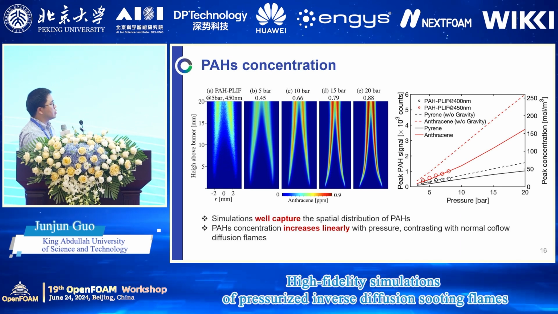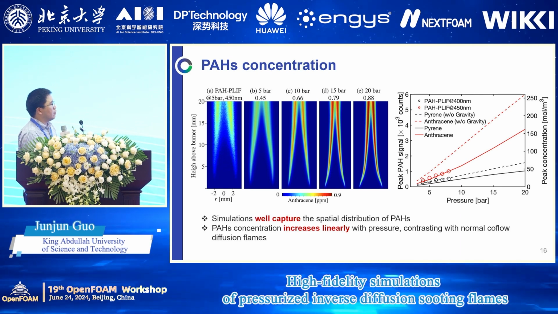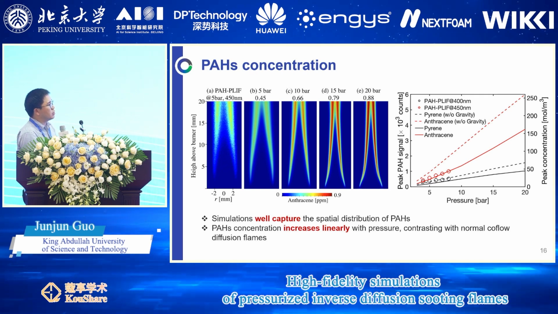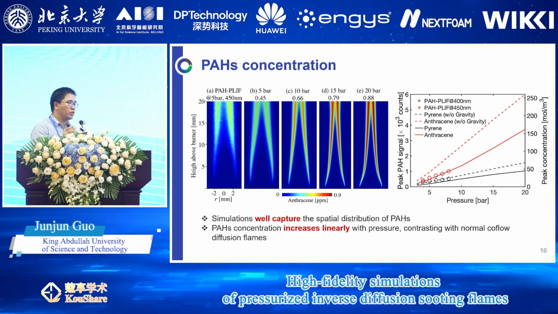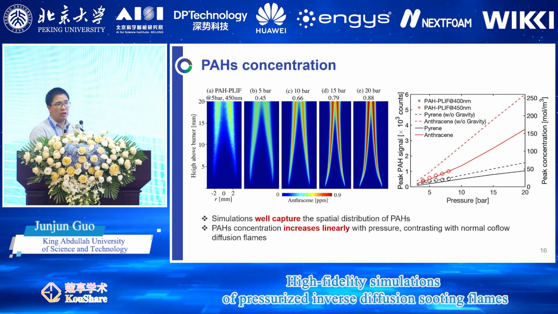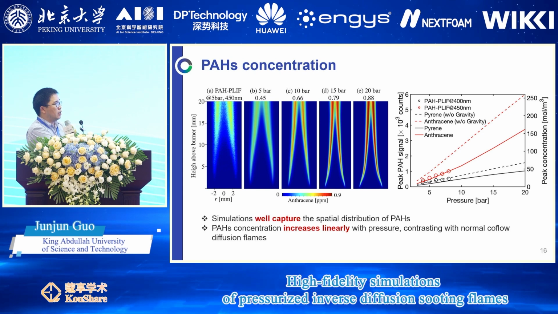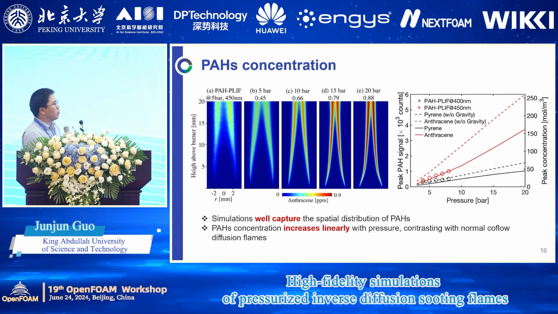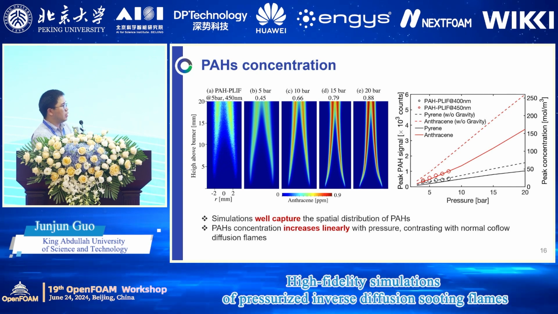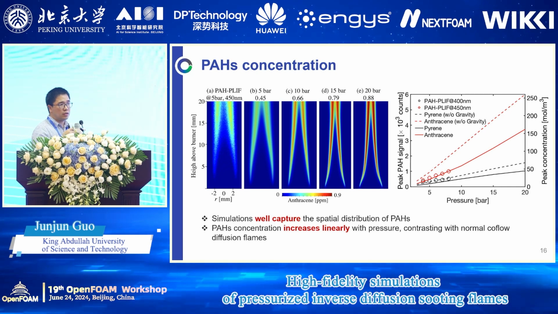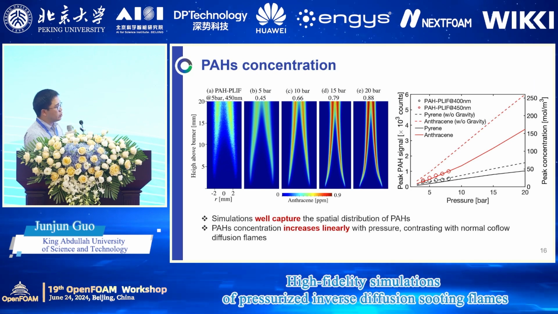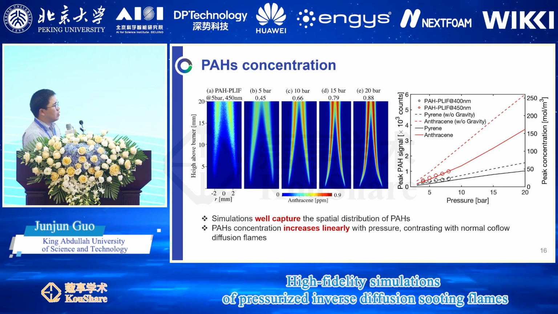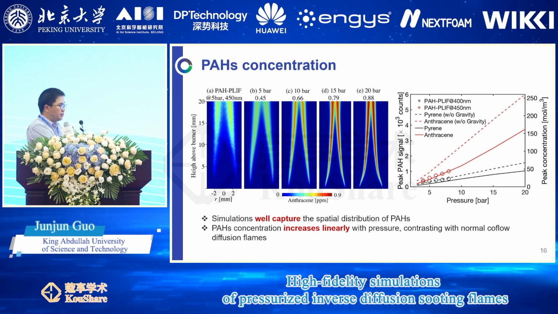So firstly, the PAH continues to increase with the flame height. And also when the pressure increases, you see that the PAH is more concentrated to the flame centerline. This is due to the change of the flame structure by the buoyancy effect. So the spatial distribution is well predicted, and also we do some comparison with the change of the concentration with the pressure. So you see that you will clearly find this linear relationship of the peak concentration with the pressure.